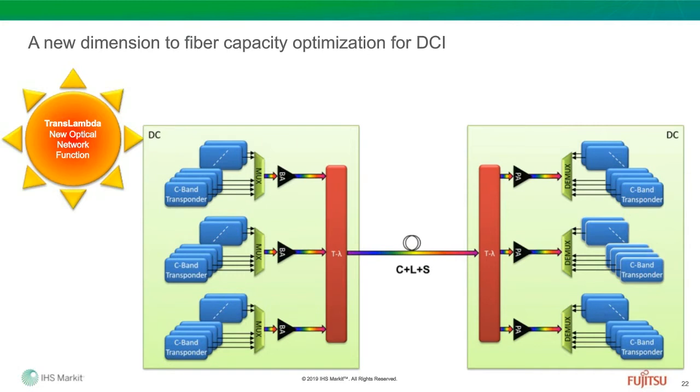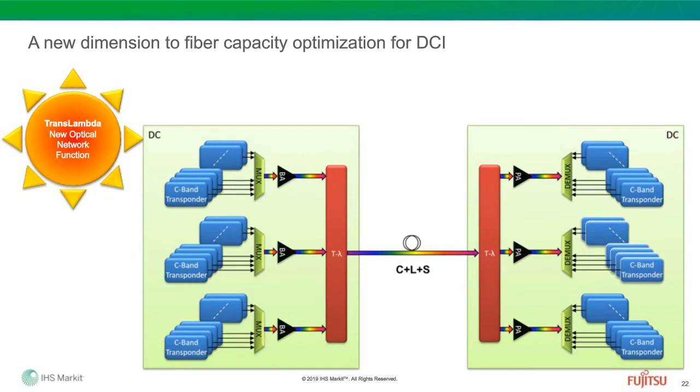So translambda packs multiple transmission bands into a single fiber by converting the WDM signal from existing C-band equipment to L and S-band for transmission, achieving extremely high capacity WDM, like 3 times or higher. And the beauty of that is that it requires no additional type of equipment. So it doesn't require L or S type of equipment.